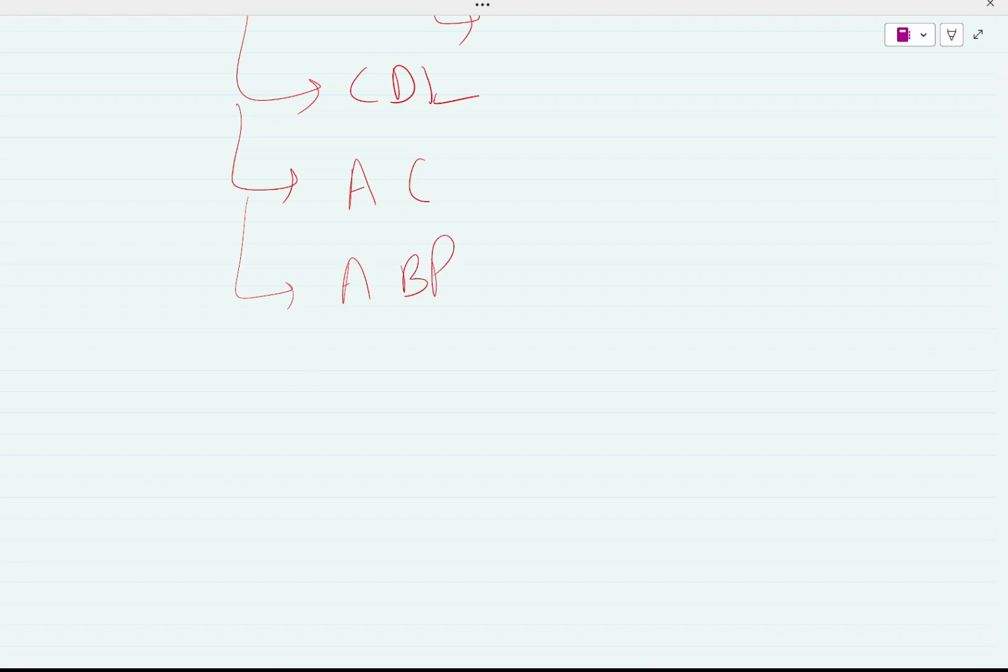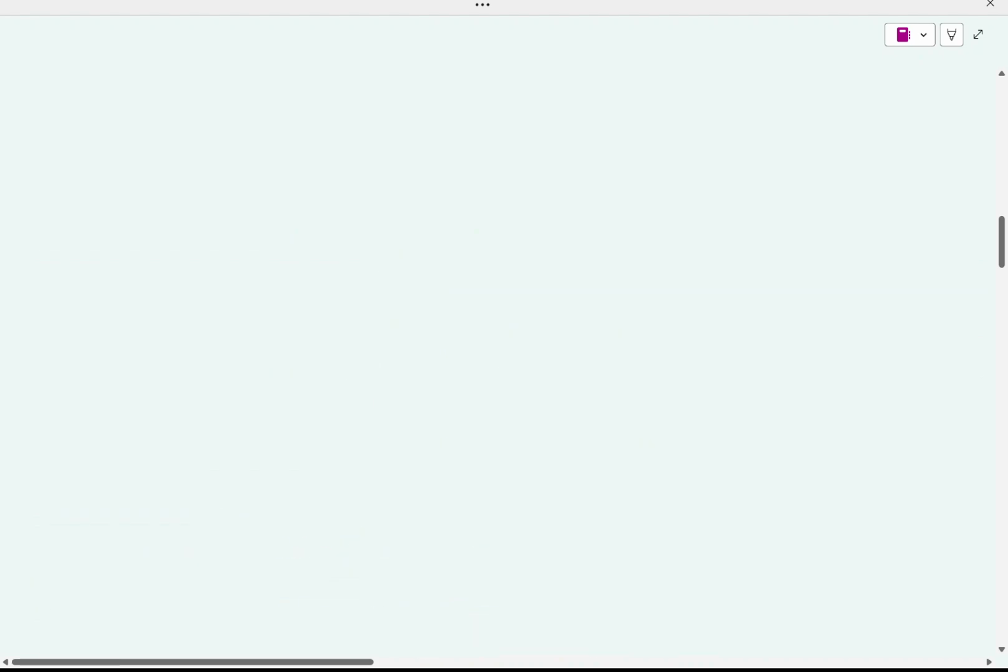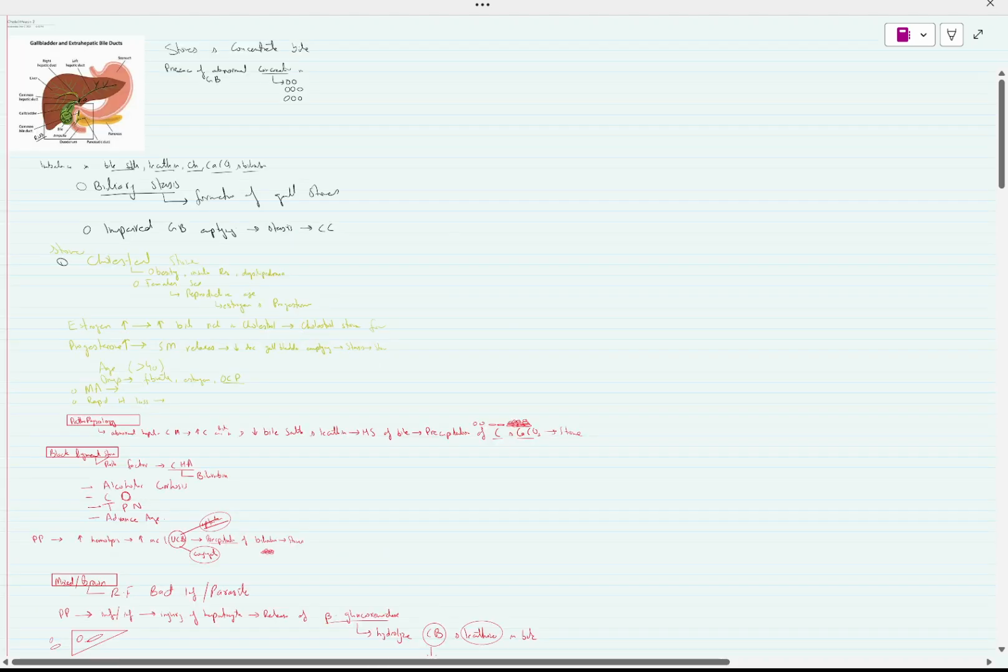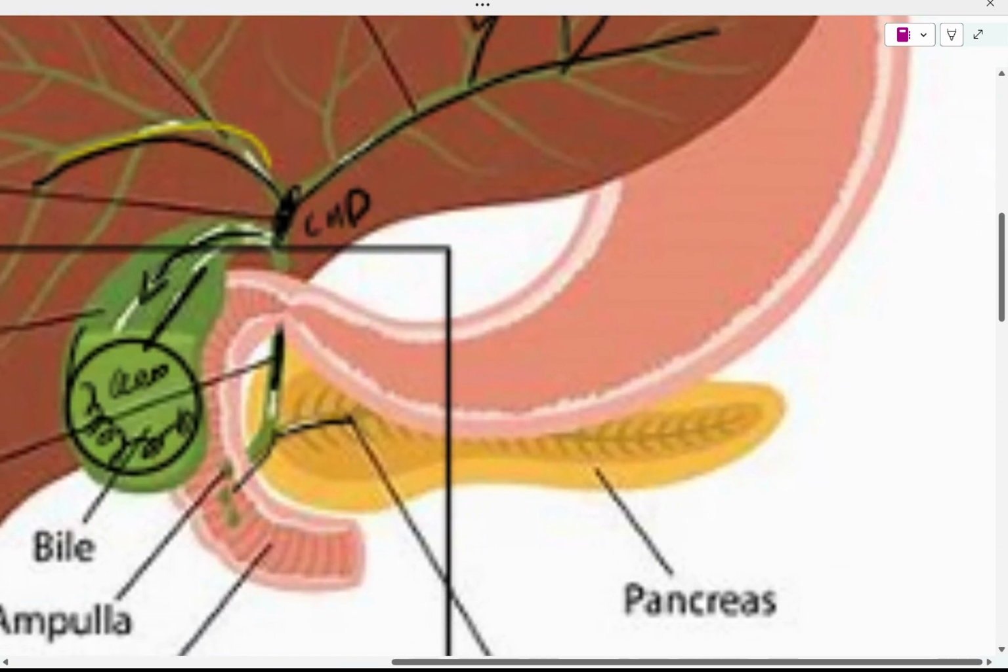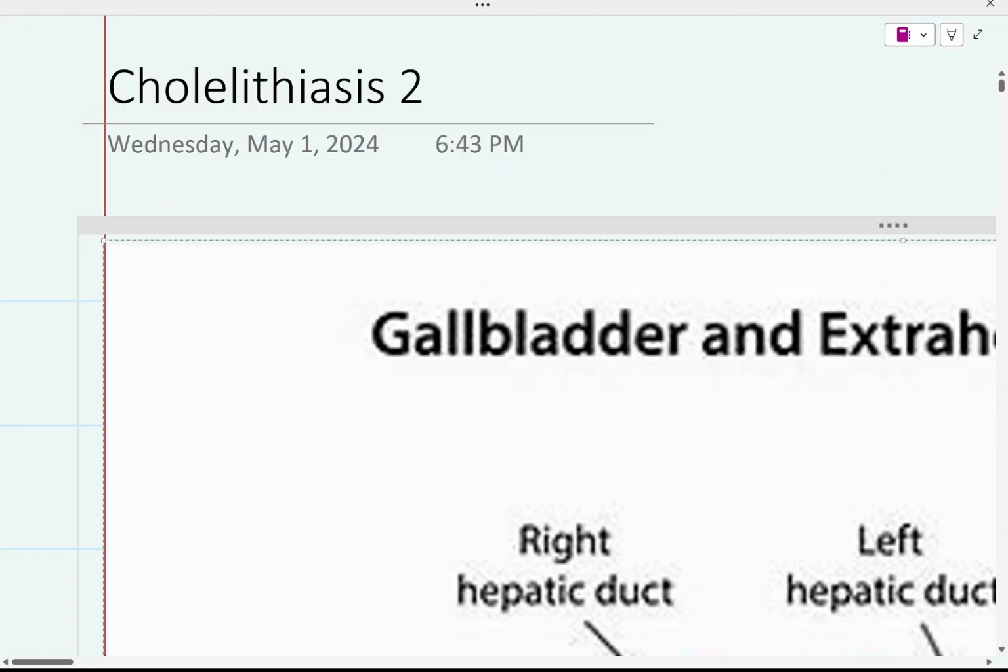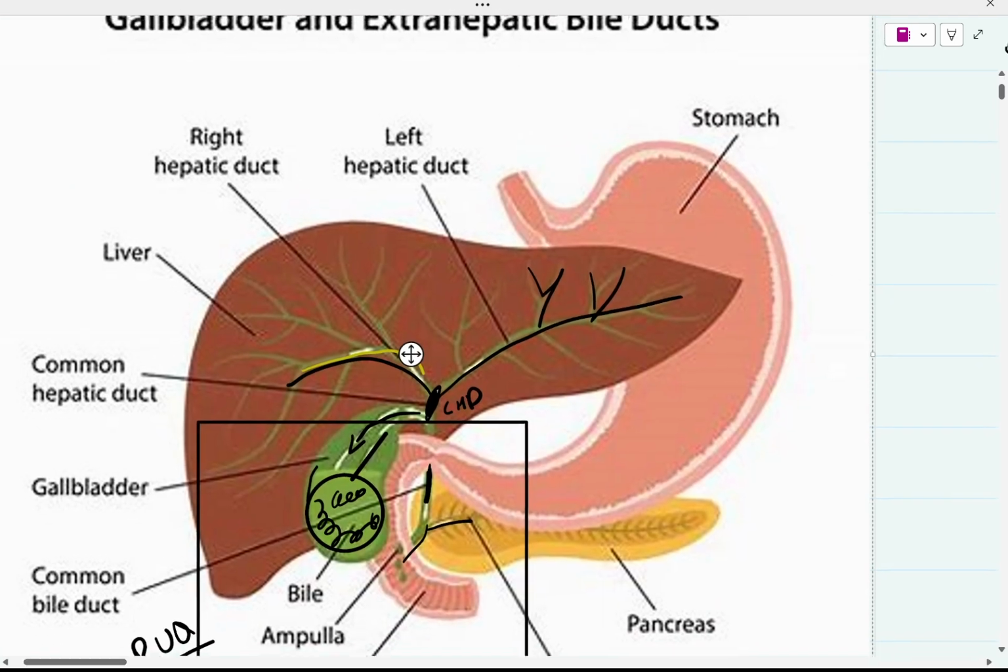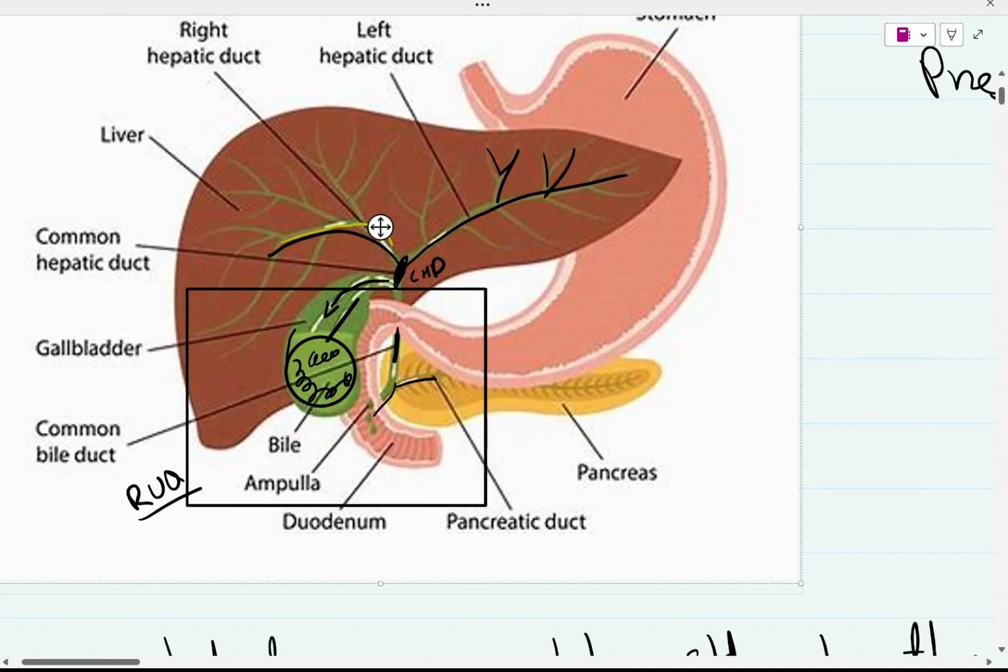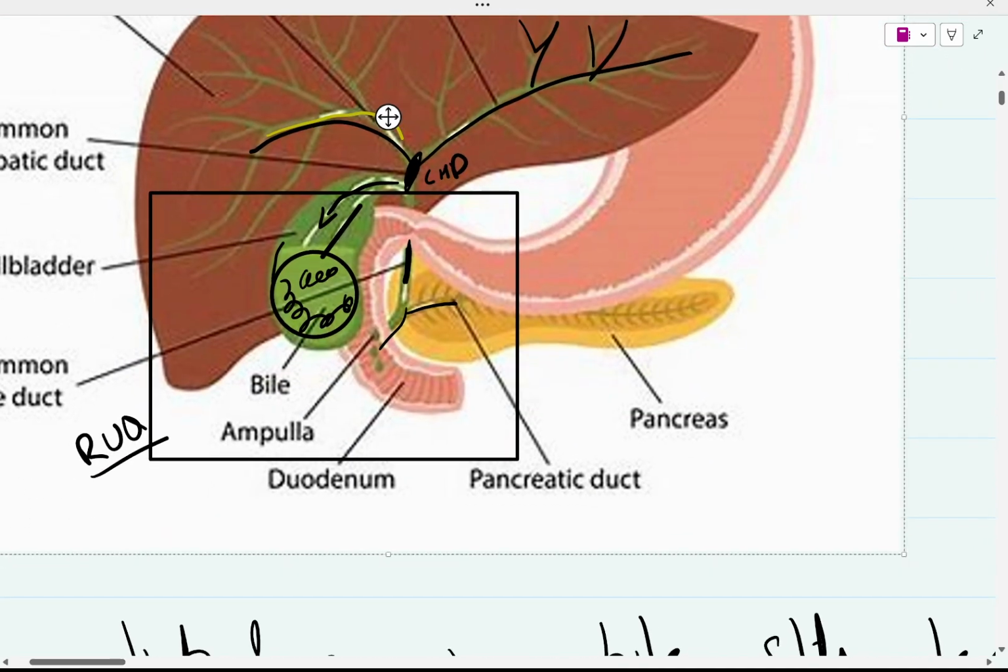So next thing is let's move to our picture. As our gallbladder resides on the duodenum, there will be formation of fistula. This fistula is called biliary enteric fistula, or cholecystoenteric and choledochoenteric fistula, which is a rare manifestation or complication of cholelithiasis.